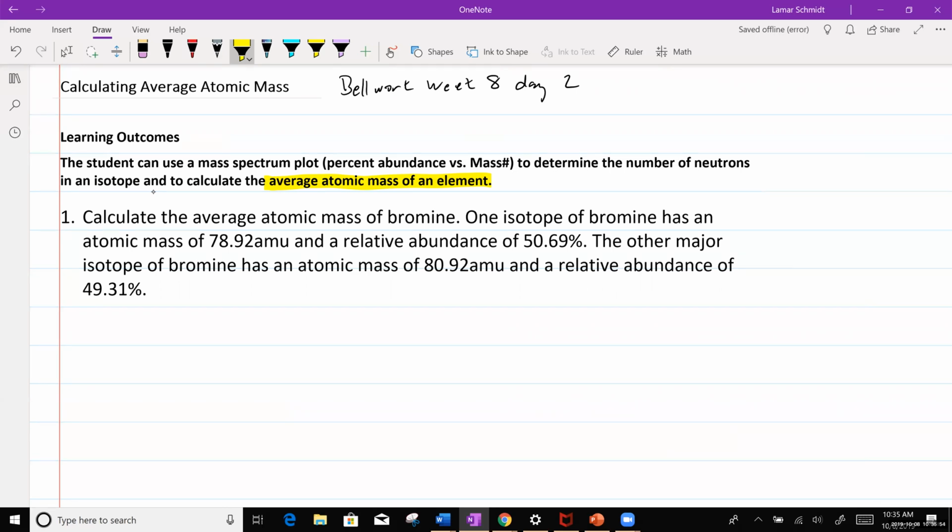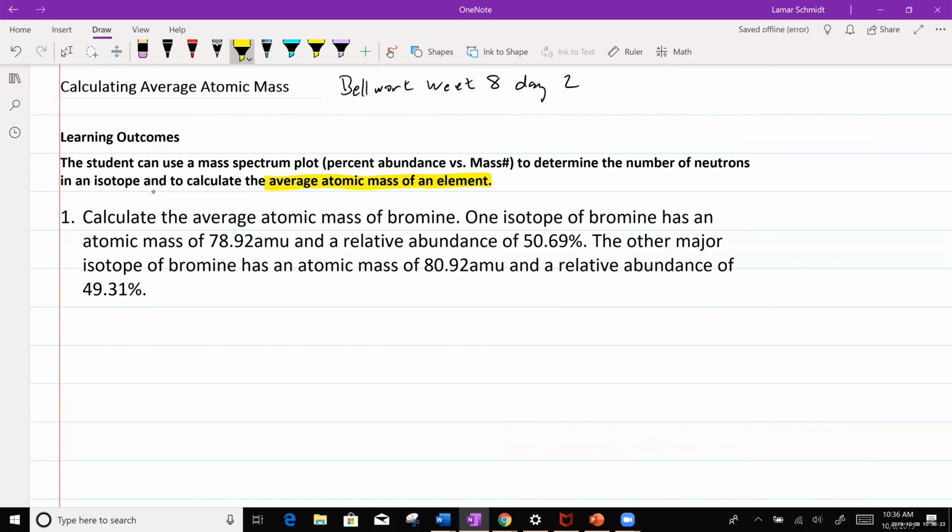So you are to calculate the average atomic mass of bromine. One isotope of bromine has an atomic mass of 78.92 AMU and a relative abundance of 50.69%. The other major isotope of bromine has an atomic mass of 80.92 AMU and a relative abundance of 49.31%. Now, most of the time, these atomic masses are expressed as a whole number. Just in this case, they are not, and we'll talk about that a little bit later.